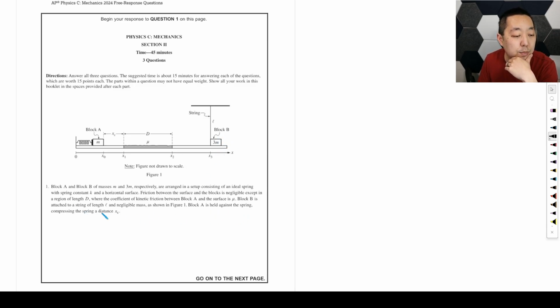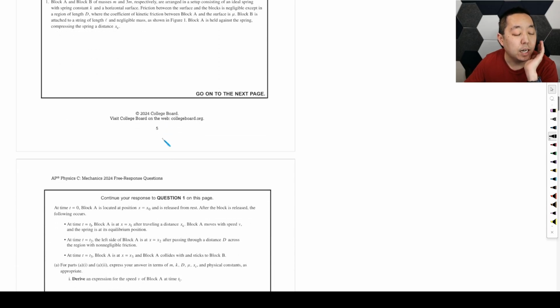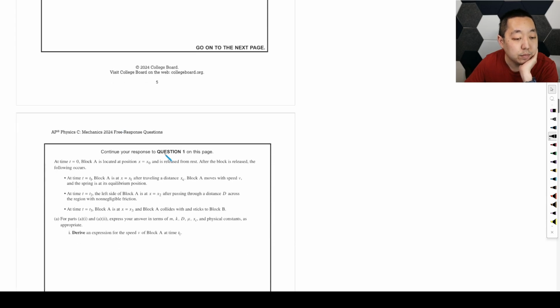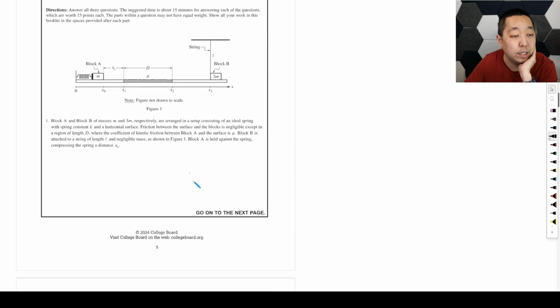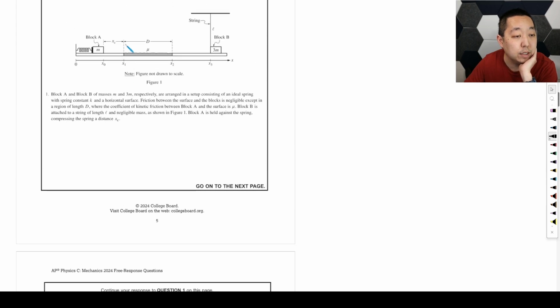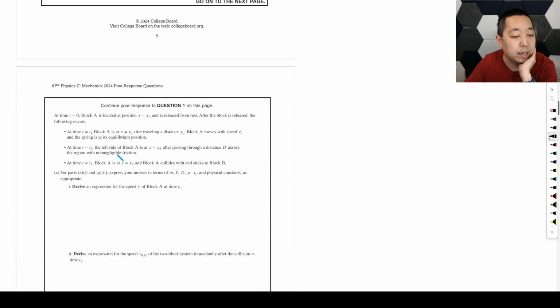Block A is held against the spring, compressing the distance xc. So we're going to compress it x, okay? Fair enough. At time t equals 0, block A is located at position x equals x0. So it's located there and released from rest. After the block is released, the following occurs. At time t equals t1, block A is at x equals x1 after traveling a distance xc. Okay, so that's T1. So they're putting the times here. This is T1. So I'm just scrolling back and forth.